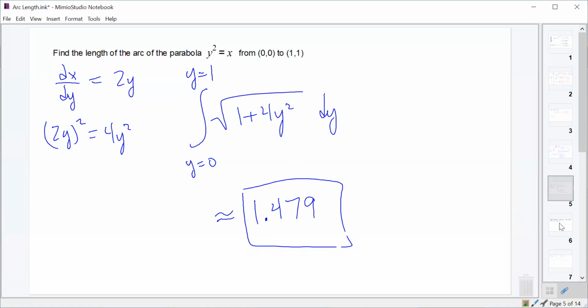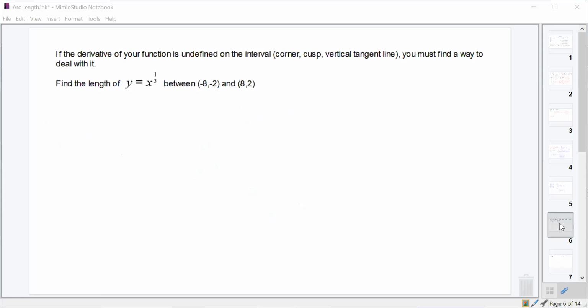All right. So one thing that we want to note is that if the derivative of our function is undefined somewhere on the interval we're looking for, so if there's a corner or cusp or a vertical tangent line, we got to find a way to deal with it. One way to deal with it is to split it up into multiple different pieces. But another way to deal with it is by doing what we just did with this last one, which is rewriting the function in terms of the other variable. So here we have y equals x to the 1/3, and with any luck, you should know what y equals x to the 1/3 looks like, right?